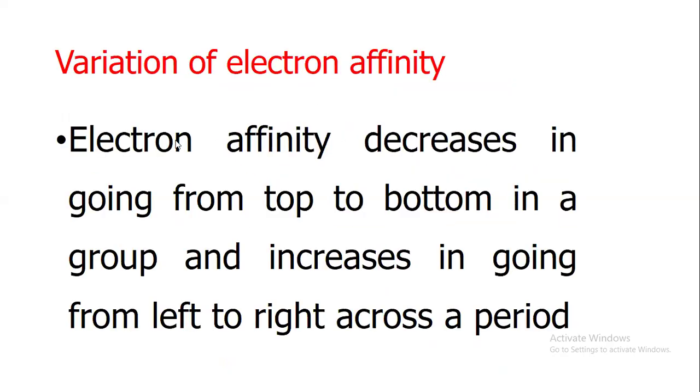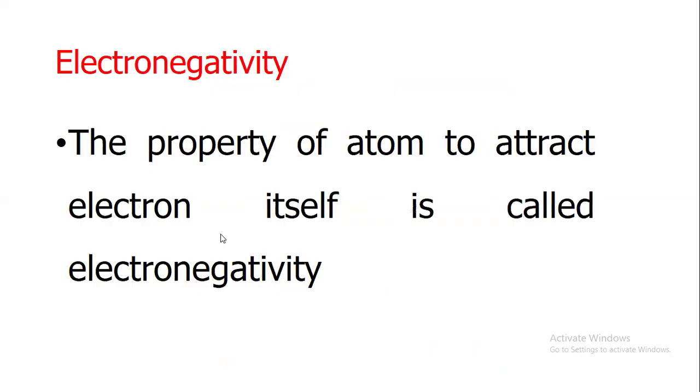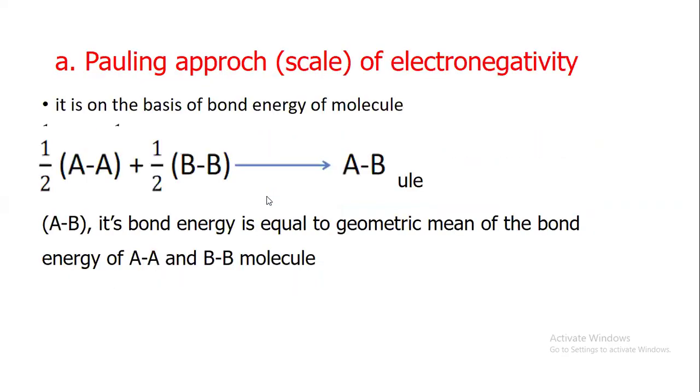Variation of electron affinity: electron affinity decreases in going from top to bottom in a group and increases in going from left to right across a period. Electronegativity: the property of an atom to attract electrons to itself is called electronegativity. Pauling approach, electronegativity.